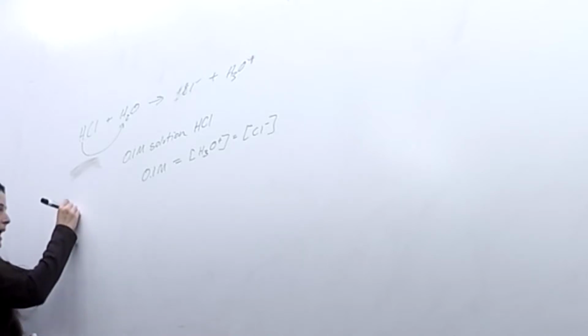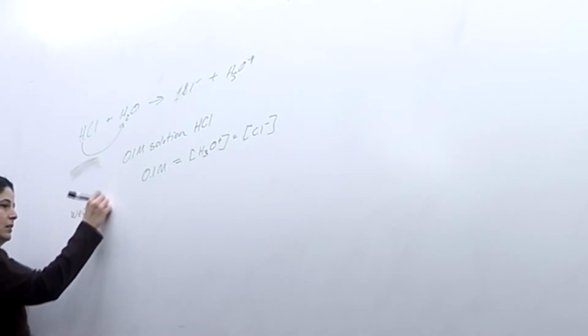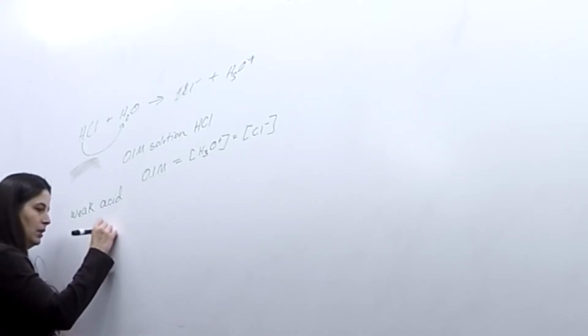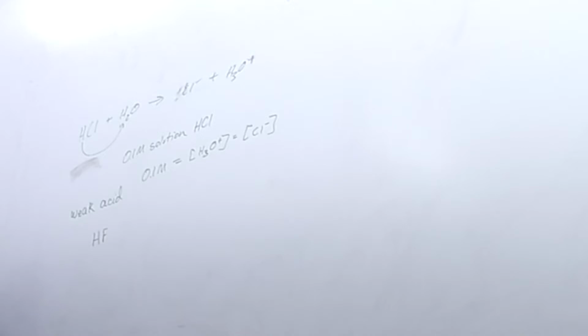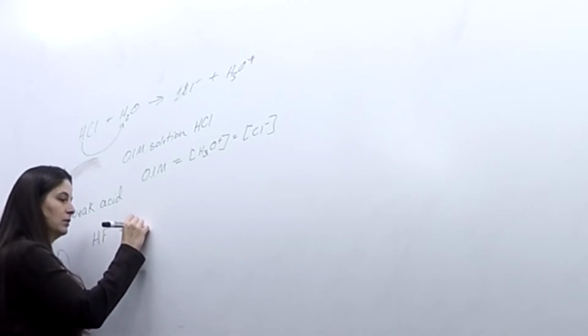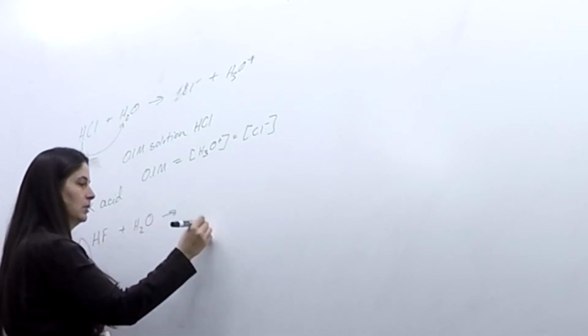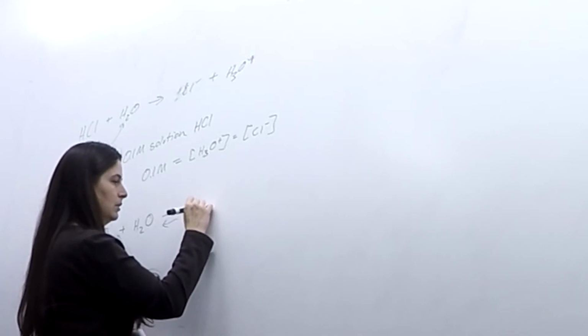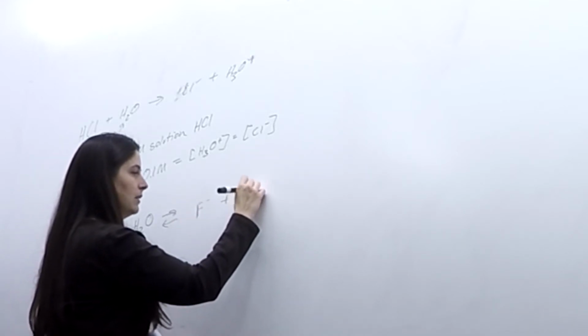But what if we have a weak acid? If we have a weak acid, we do not have a complete dissociation. So let's look at hydrofluoric acid. That is our hydrogen fluoride. When we put it in water, we get the fluoride ion.